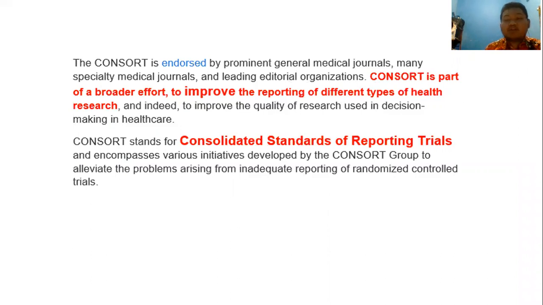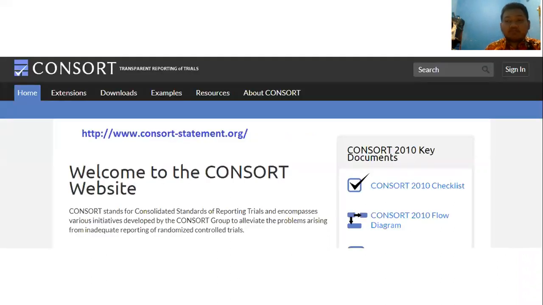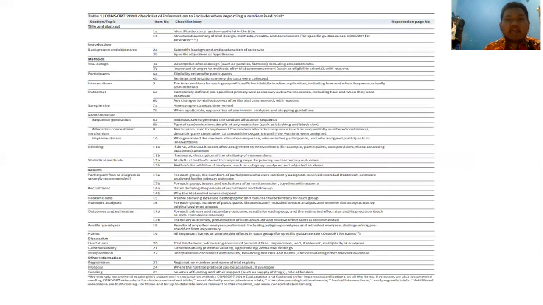So after we know what CONSORT means, we must know about the website. When you want to know more information about CONSORT, you can check this website at www.consortstatement.org. It has complete information about CONSORT. And then, so we know about CONSORT. So what next? The checklist.